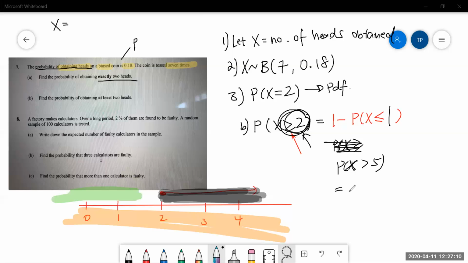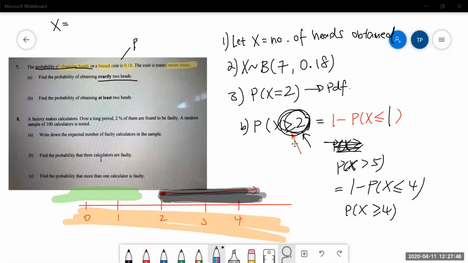Yes. 1 minus probability of x lesser or equals to 4. You're right. Okay, we try another one. This one is 1 minus probability of x smaller than or equal to 3. Yes, you finally got it.